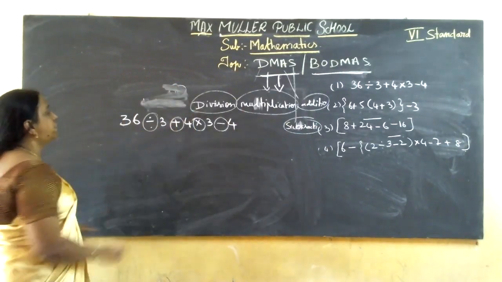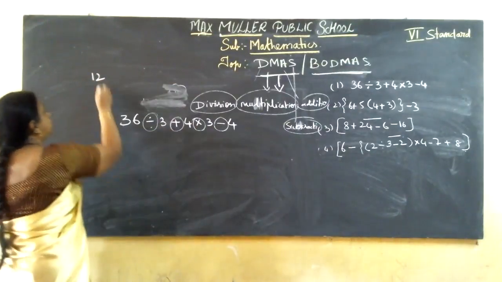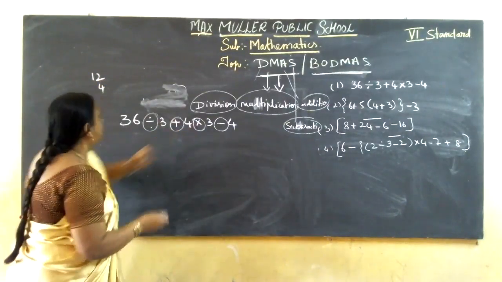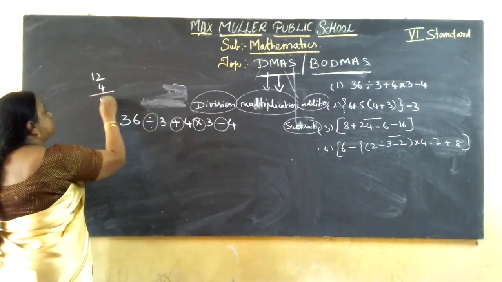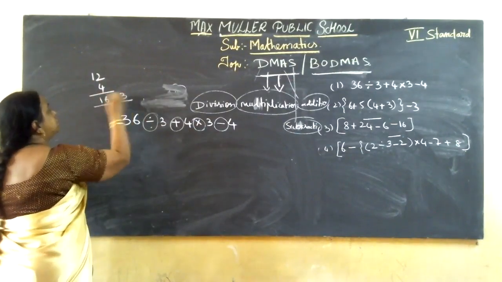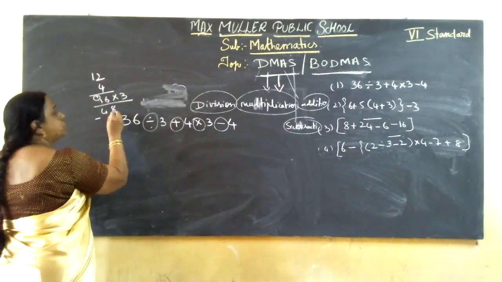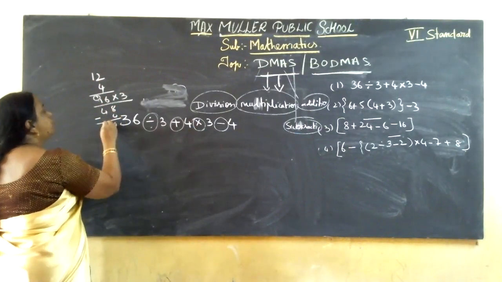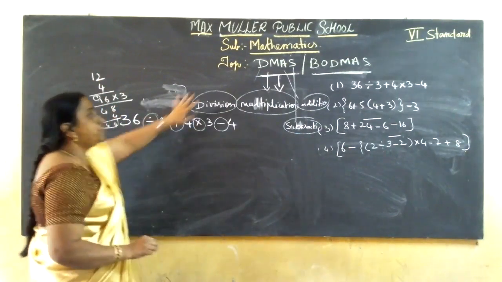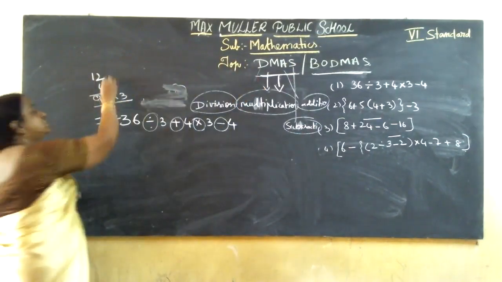See, first I'll solve that. 36 divided by 3, you will get 12. After that, if you add 4, 12 plus 4 is 16. Then multiply by 3: 6 threes are 18, 1 carry, 3 ones are 3, plus 1, 4, so 48. Then if you subtract 4, 8 minus 4 is 4. 44 is the answer. If you don't know these rules, you will do like this. Yes or no? But this is the wrong method.